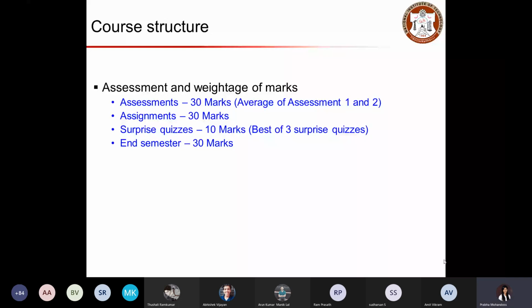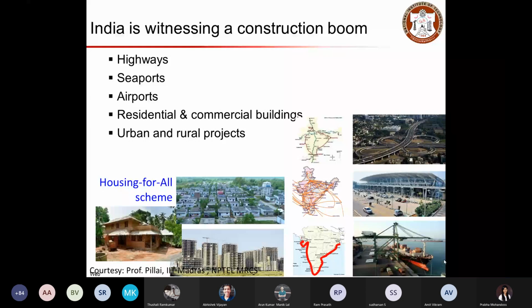So before getting into that, these are some of the significant projects that we are looking at in India for enhancing its infrastructure and construction growth.